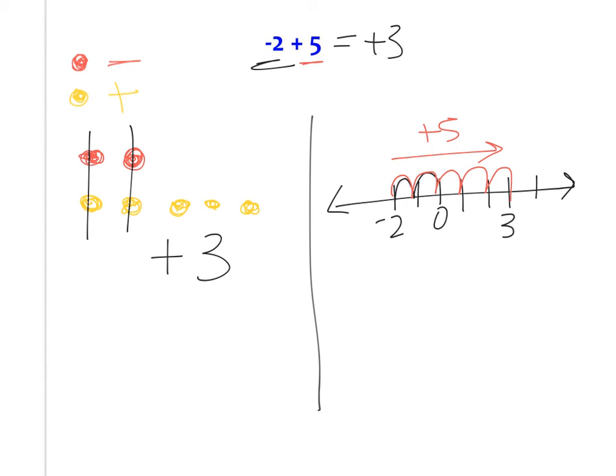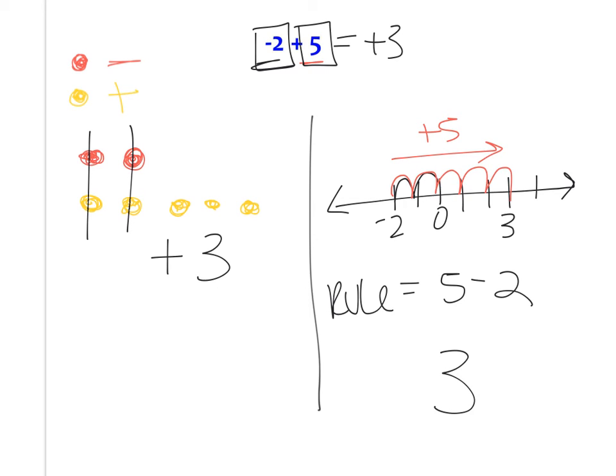Now let's use the rule, right? The rule when you have a positive and negative number is you subtract, right? So 5 minus 2 gives us 3. So we know that in this case, since we have a positive and negative, we have to subtract it. Which number out of 2, negative 2, and 5 has the greater absolute value? 5, right? Because walking a distance of 5 is farther than walking a distance of 2.